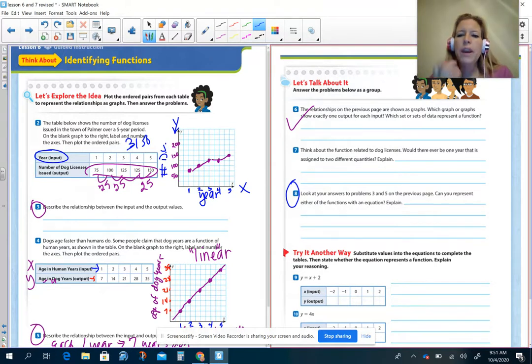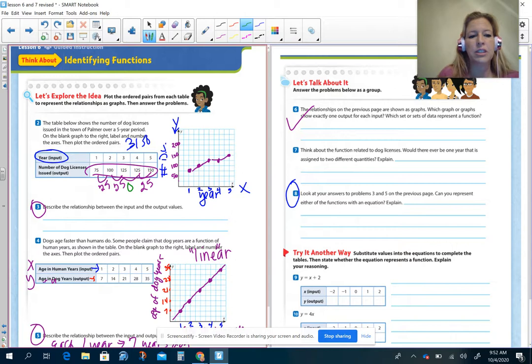Can either function, could I write an equation for them? So let's think about number 3. Is my relationship on number 3 a consistent relationship? Does it move up the same each time? It almost does, doesn't it? 25, 25 doesn't move, and then 25. Could I have an equation for that one?